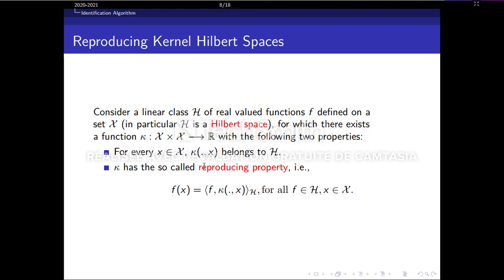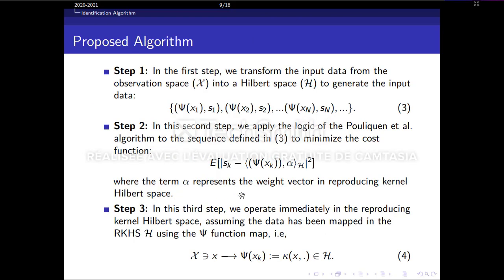The proposed algorithm. The basic idea of the proposed algorithm is to run the Polycon et al. algorithm in the kernel feature space, which is connected with a positive definite kernel kappa. The proposed algorithm is composed of the four following steps. In the first step, we transform the input space from the observation space to a Hilbert space to generate the input data from the nonlinear system with binary value output observation. In the second step, we apply the logic of the Polycon et al. algorithm to the sequence defined in equation number 3 to minimize the cost function, where alpha represents the weight vector in the reproducing kernel Hilbert space.